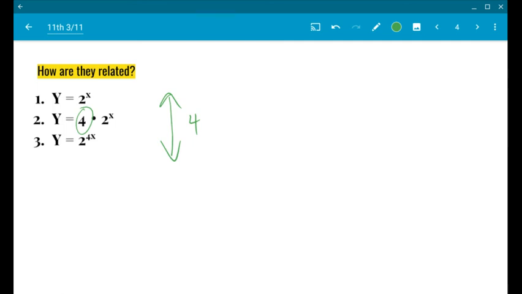And then the one that we tend to mess up is this 4x. What that actually does is it stretches it horizontally, but it stretches it by a factor of 1/4. It actually compresses the graph, and it appears to be much narrower. It might actually appear to be taller, depending on how you look at it.